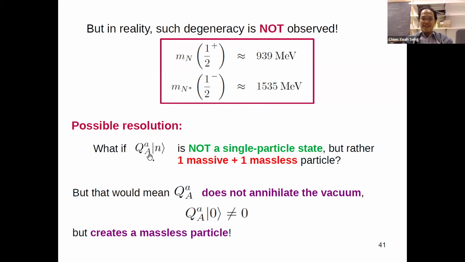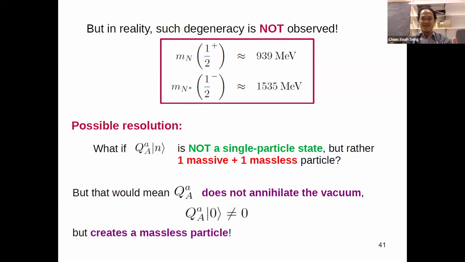How about if this state is not a single particle state, but a two particle state, the original hadron plus another almost massless particle? If that's the case, then the two states, N and QAN, will be degenerate because you just add another massless particle. But what does it mean? This means the QA acting on the vacuum does not annihilate the vacuum, but creates a massless particle, which is very funny.